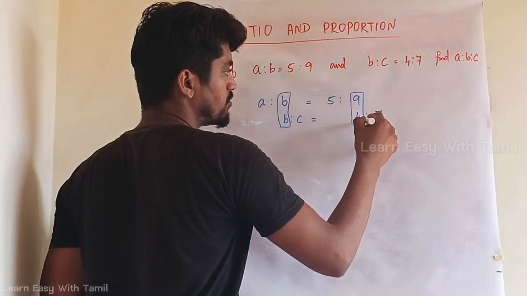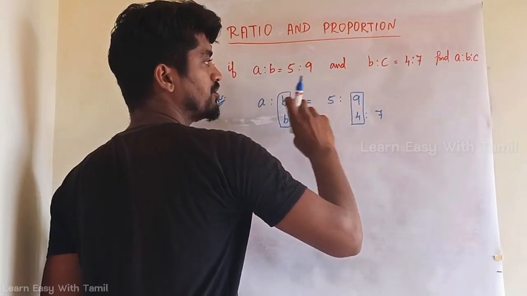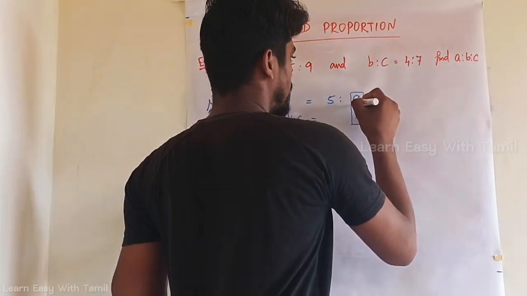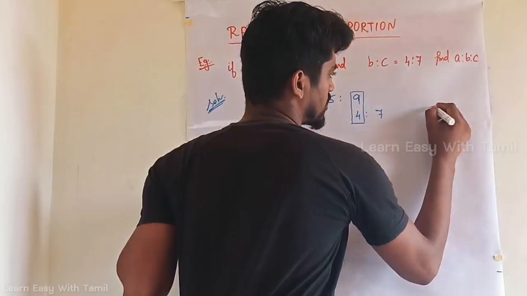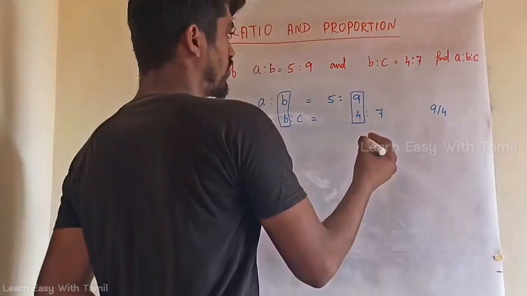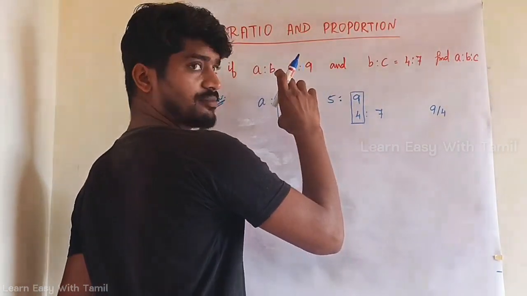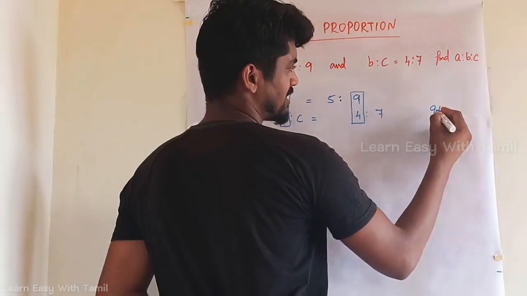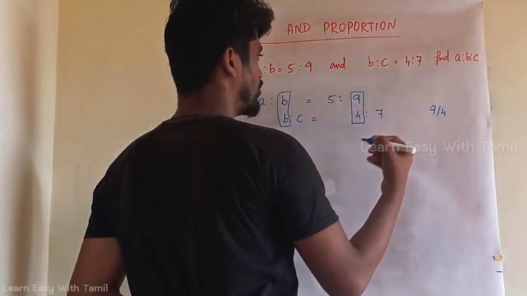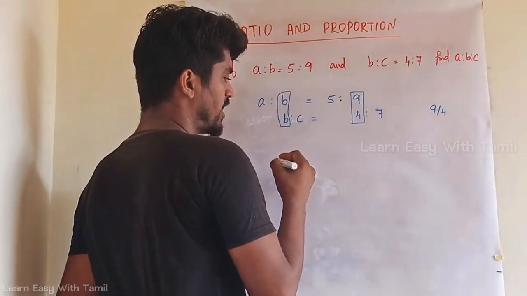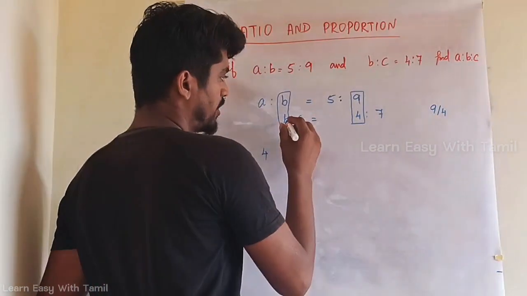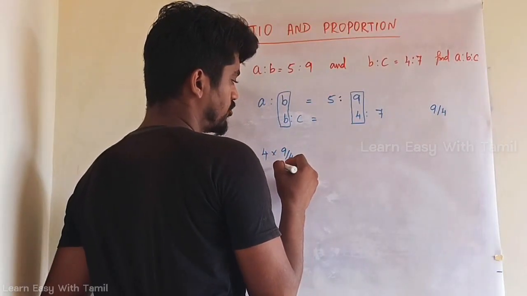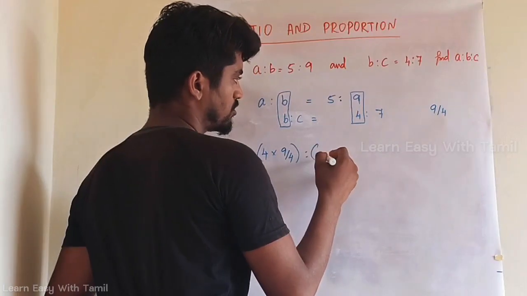So we have to merge these two B values into a single B value. So we have to write 9 by 4. We have to merge both B values into a single value. We have to write 9 comma 4 like 9 by 4. Now we can find the B is to C ratio. The B value is 4 into 9 by 4, which is 9.